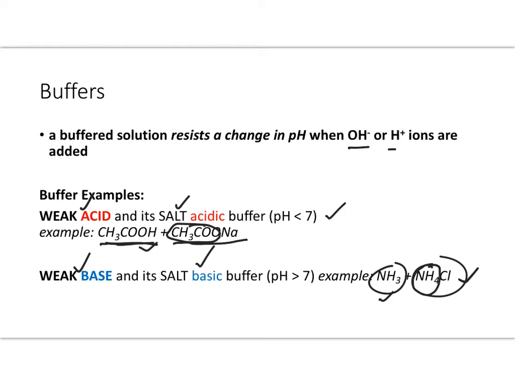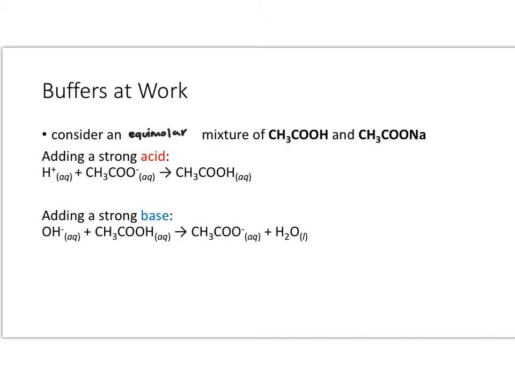If we add hydroxide or hydronium ions to these solutions, we will see a change in pH, but not as drastic as if we had added them to a container full of water. So we're going to look at the solution here of acetic acid and sodium acetate. We have an equimolar mixture, basically meaning that we have the same amount of moles of the acetic acid and the acetate ion present.